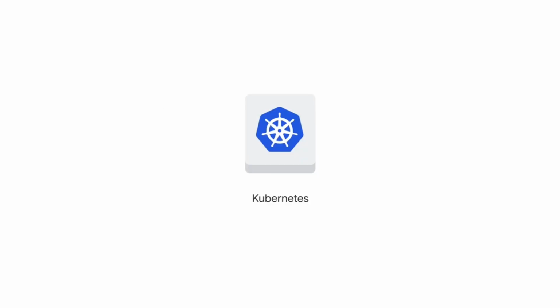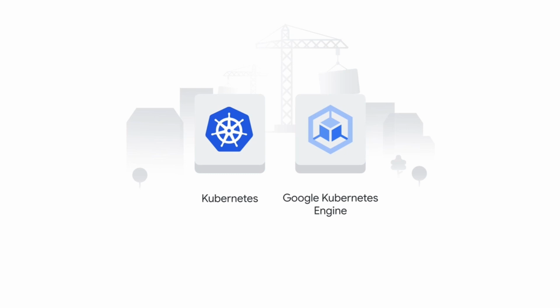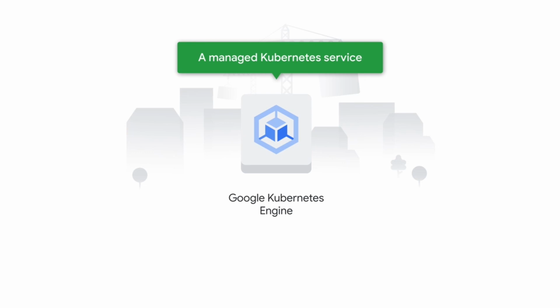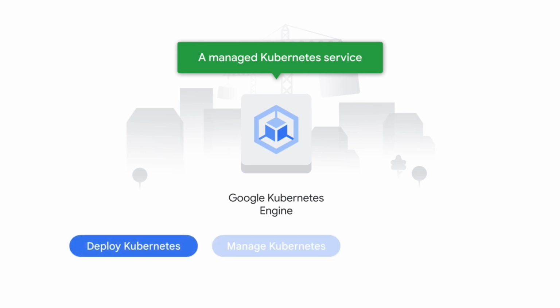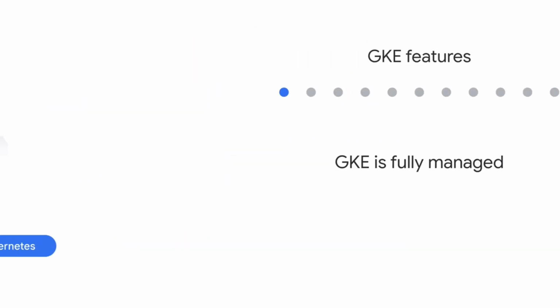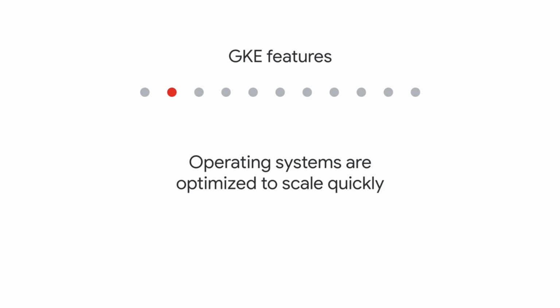What if you started using Kubernetes, but the infrastructure is too much to maintain? This is where Google Kubernetes Engine comes in. Google Kubernetes Engine is a managed Kubernetes service hosted on Google's infrastructure. It's designed to help deploy, manage, and scale Kubernetes environments for containerized applications. GKE is fully managed, which means the underlying resources don't have to be provisioned, and a container-optimized operating system is used to run workloads. Google maintains these operating systems, which are optimized to scale quickly with a minimal resource footprint.